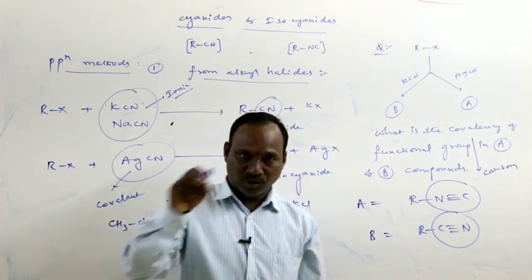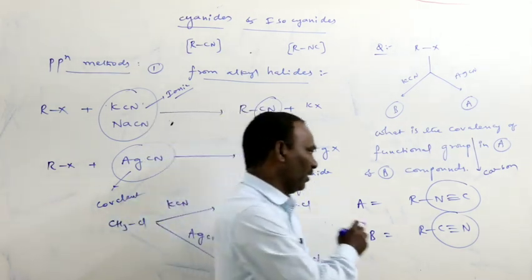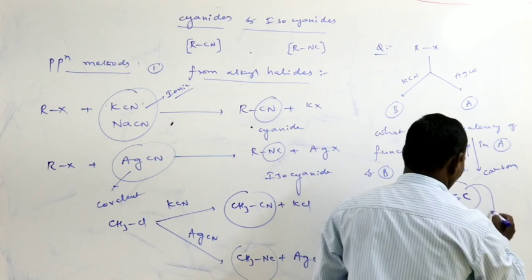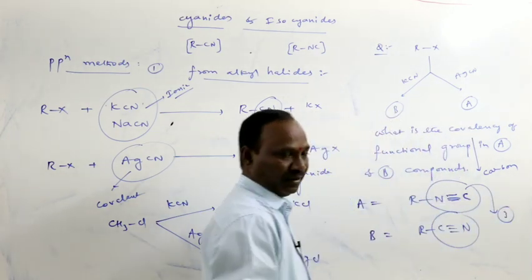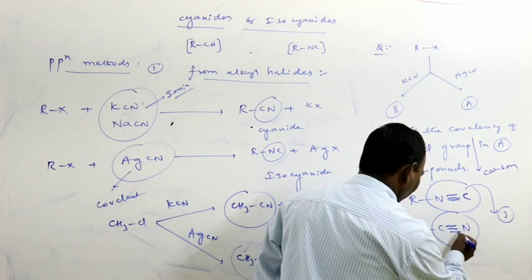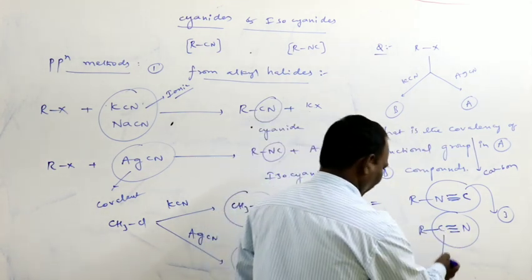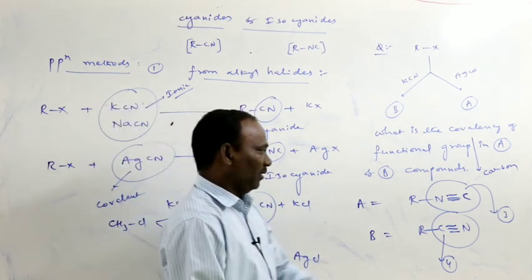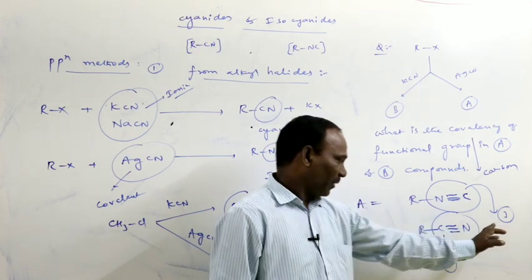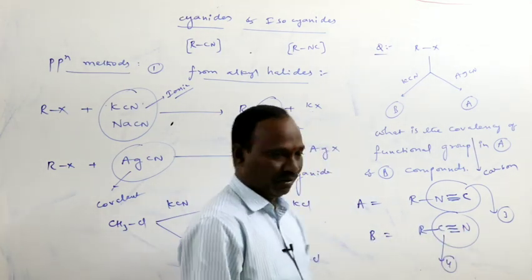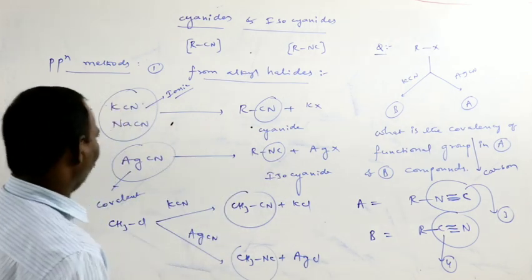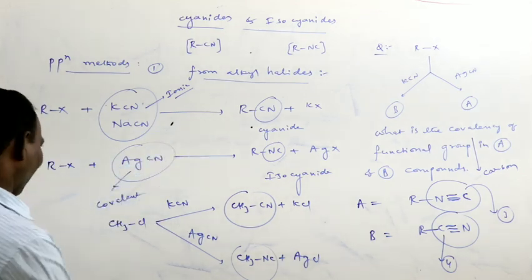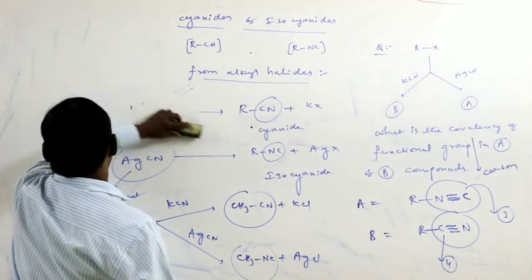Covalency is nothing but the total number of bonds around the carbon. In the isocyanide, around this carbon the total number of bonds is 1, 2, 3 only, therefore its covalency is 3. In the cyanide, 1, 2, 3 and 4 bonds are present, therefore its covalency is 4. So in isocyanide the functional group carbon covalency is 3, in cyanide it is 4. This is important. So that is the preparation of cyanides and isocyanides from alkyl halides. And one more method.